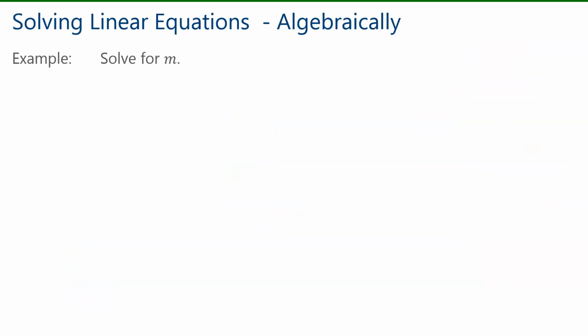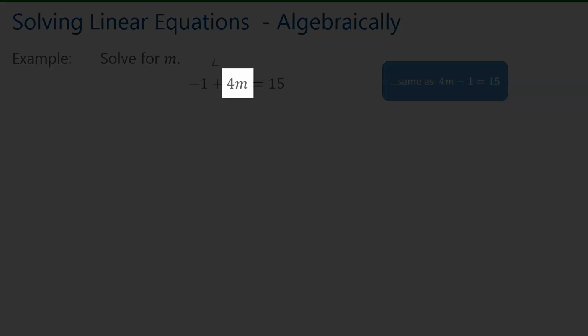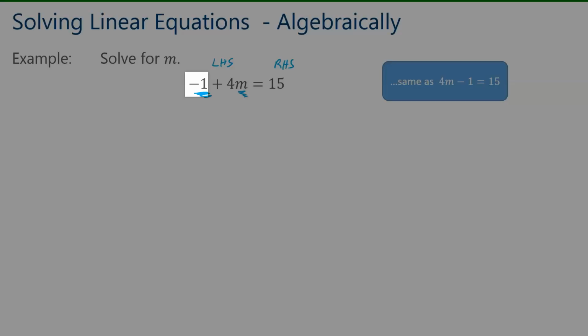Let's continue with solve for m. Our equation is -1 plus 4m equals 15. Just to point out, this is the same as 4m subtract 1 equals 15. As long as the sign or the operation in front of your term remains the same, you are good. My variable is on the left-hand side, so I must deal with this -1 part first.